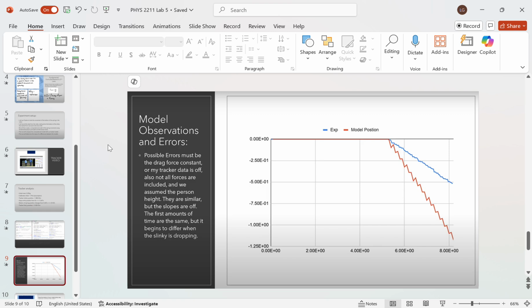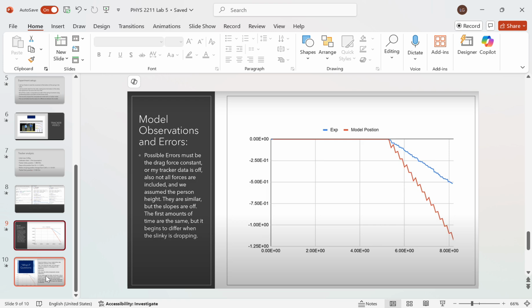Now, there is a discrepancy between the experiment and the computational model. As you can see, the computational model has a more negative slope than the experiment, and the changes are more volatile. Possible errors for this could include the drag force being off, the tracker data could be off, and also not all forces were included. We assumed the height of the person, this could have been off, and the amounts of the starting time are the same for both lines, but as you can see, they begin to differ when the Slinky starts to drop.